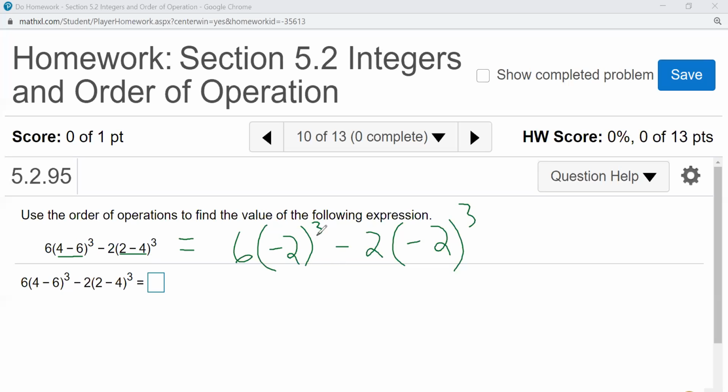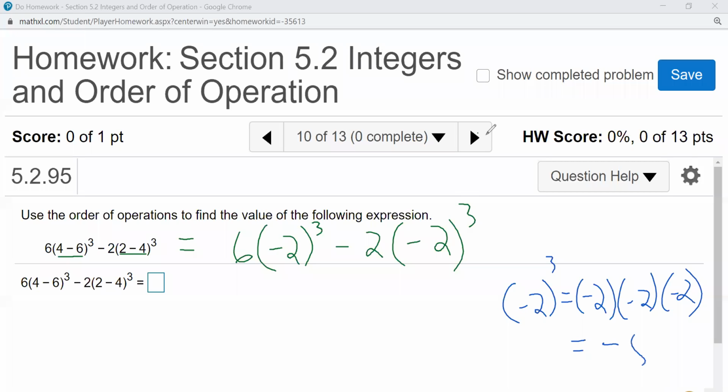Exponents. So we got to cube the -2, and they happen to show up twice here. So -2 cubed, the -2 is in parentheses. -2 cubed, that's going to be -2 times -2 times -2. Is that going to turn out to be a positive number or a negative number? Negative. And what will it be? Perfect. -8. So we've done the E stage. So it's going to be 6 times -8 minus 2 times also -8.